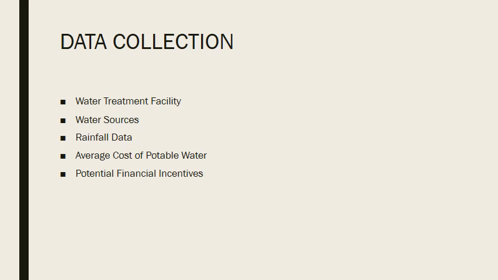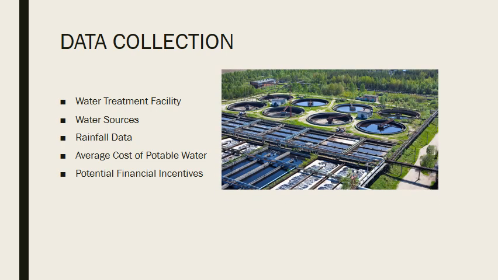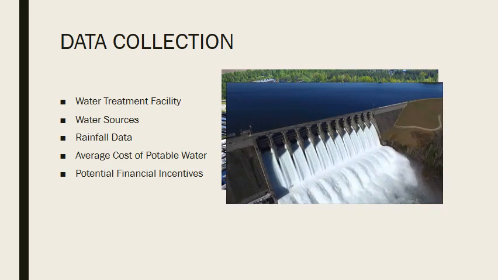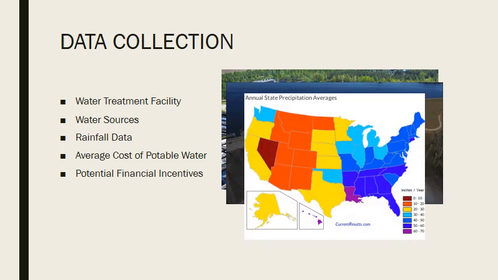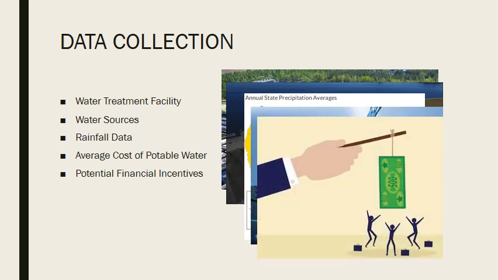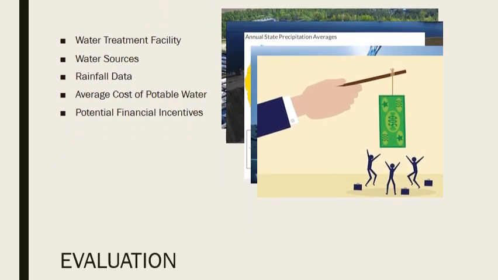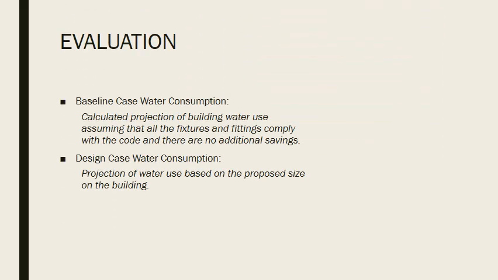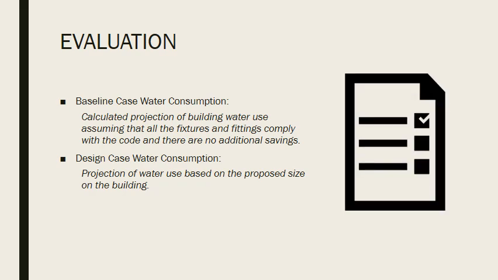In addition to the water budget, the project should gather data related to the water systems that are specific for the site where the project is located, such as location, capacity, and type of water treatment facility that will be serving the building. Also, location, capacity, and type of water sources serving on the site, such as lakes, wells, aquifers, or municipal supplies. Also, monthly and annual rainfall data, average cost of potable water, and potential financial incentives. All these preliminary analyses work as a tool to explore different ways to reduce possible water loads in order to accomplish sustainability.